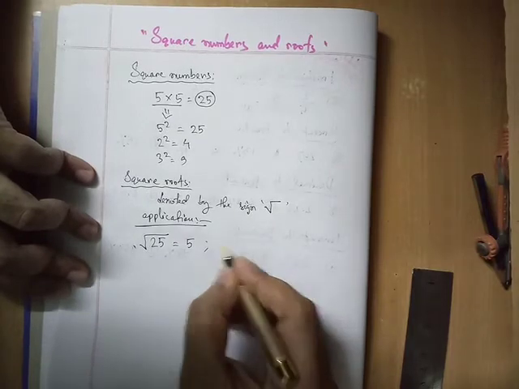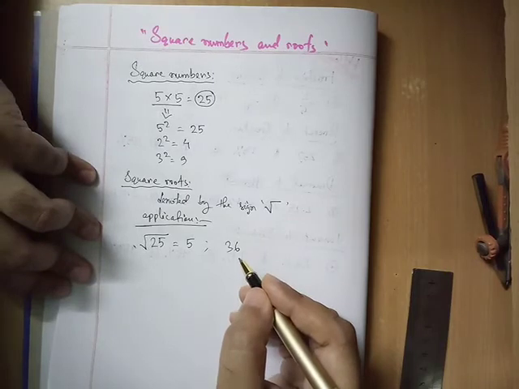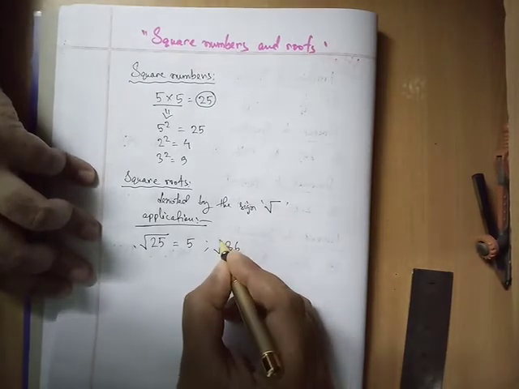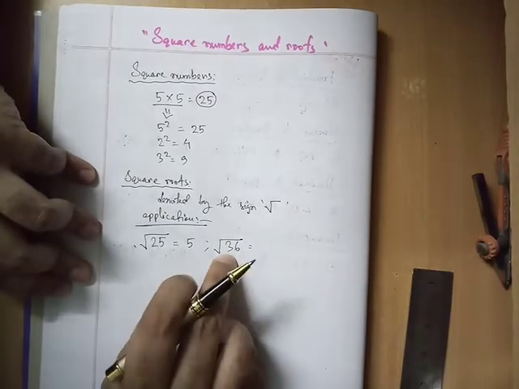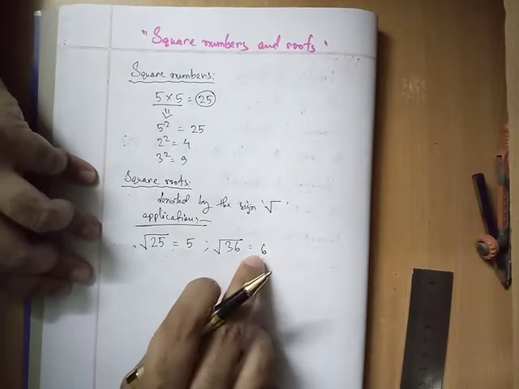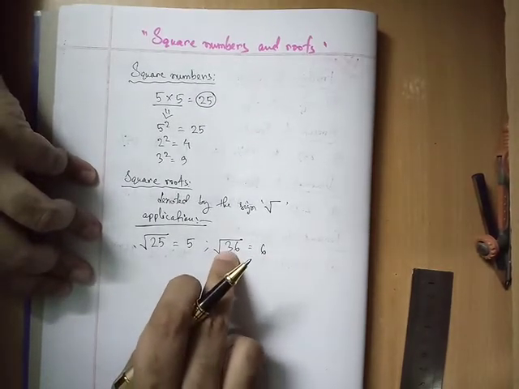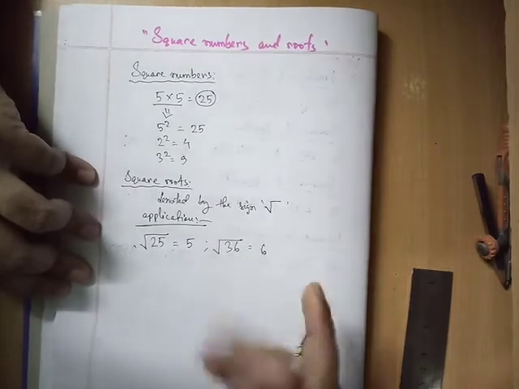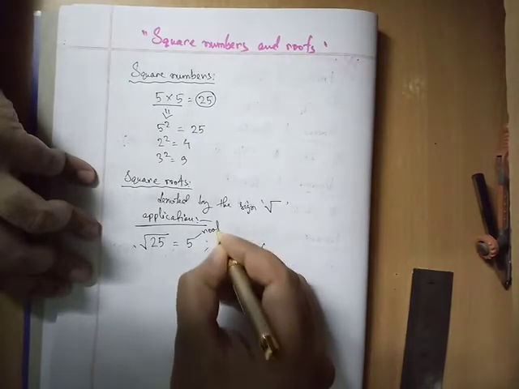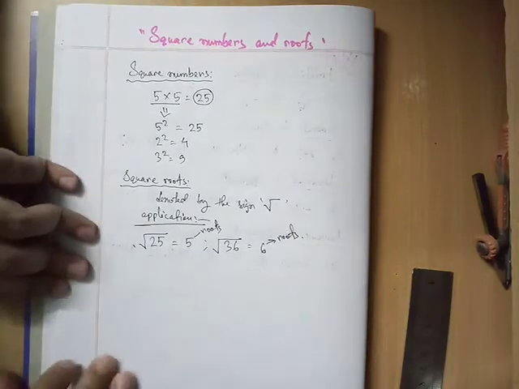If we do some more examples, 36 is another squared number, and we already know 36 is the square of 6. So if we square root it, it will give us the root 6. This root 6 means if I square 6, I'll get 36. So square rooting a squared number gives us the root. So these are basically the roots.